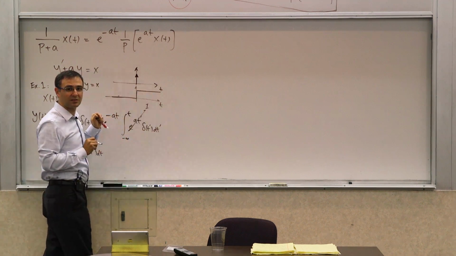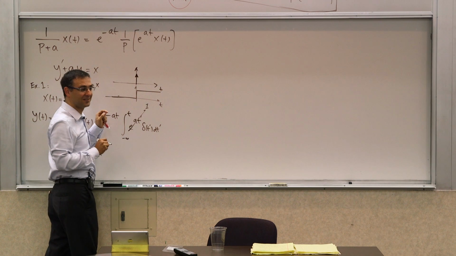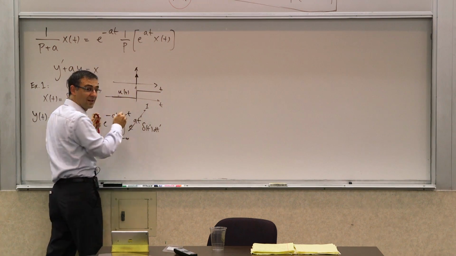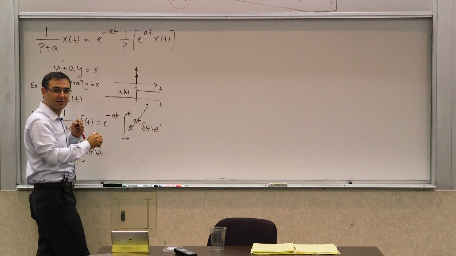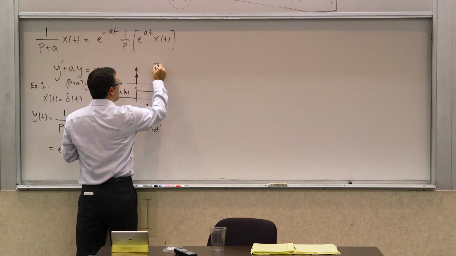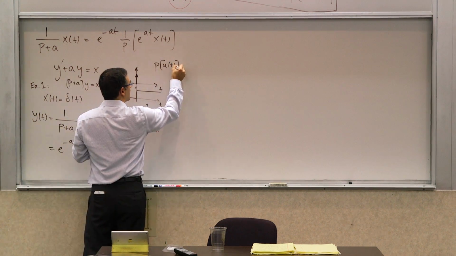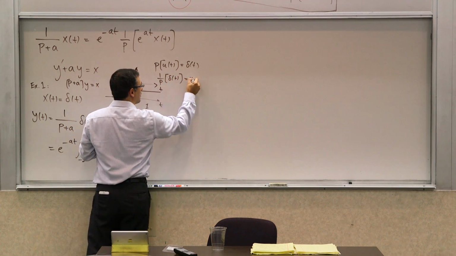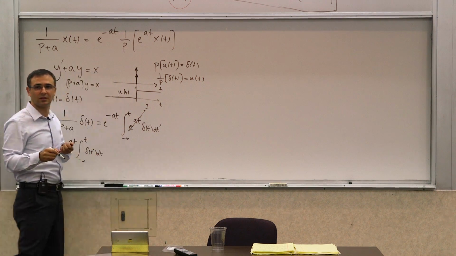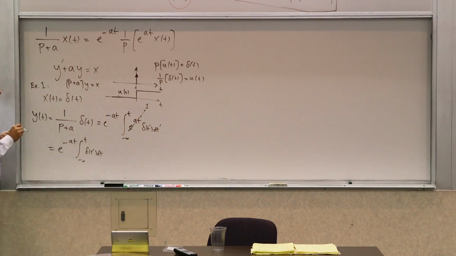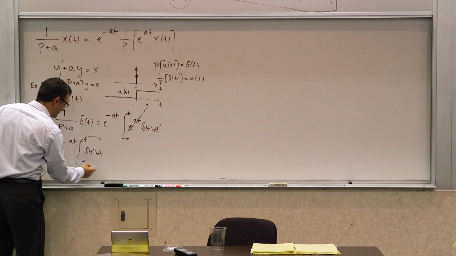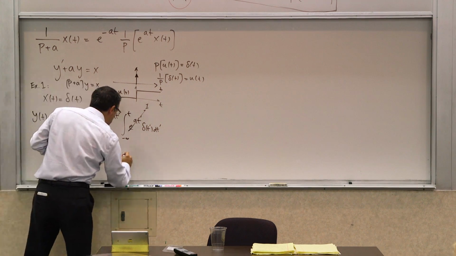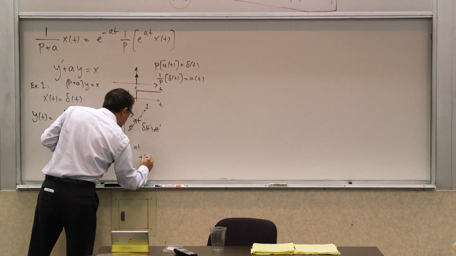So what's the integral of delta? u of t, right? The same way that the derivative of u of t was delta of t. So p of u of t is delta of t, and 1 over p of delta of t is u of t. You remember this? Okay, good. So what is this? It's u of t. So e to the negative at u of t.